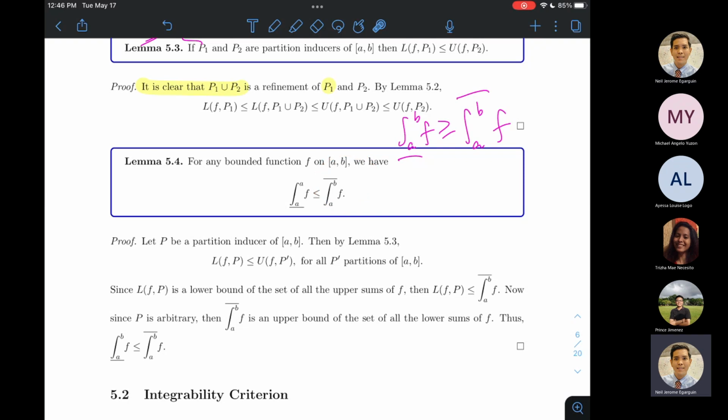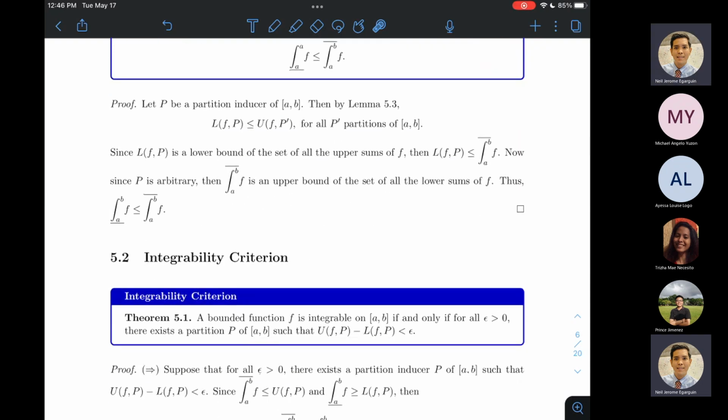Okay? Now, medyo clever then yung proof. You see here, ilang lines lang yan? 4 lines or 5 lines. Tapos ang ganda ng proof na to. So tingnan natin paano siya ginawa. So nag-consider ako ng isang partition inducer ng closed interval AB.